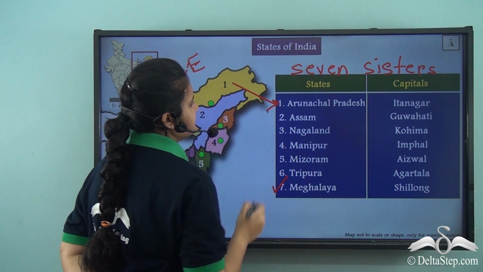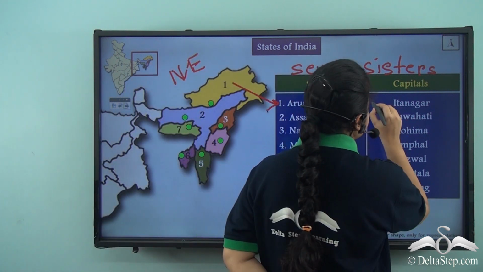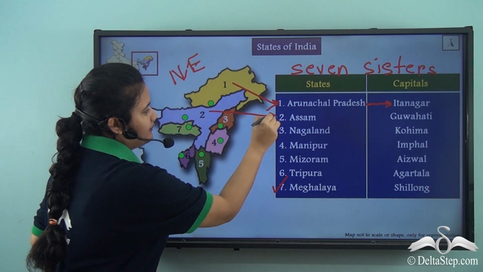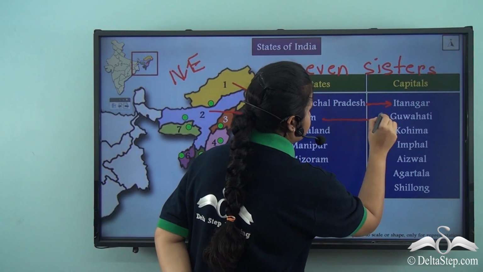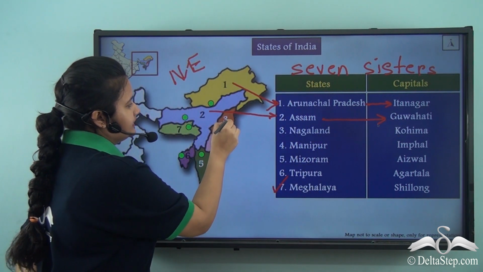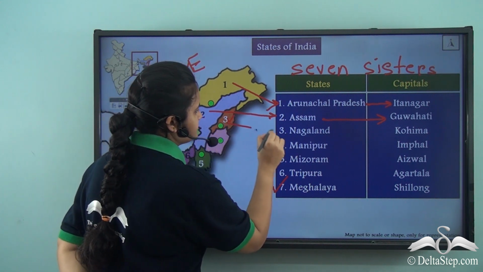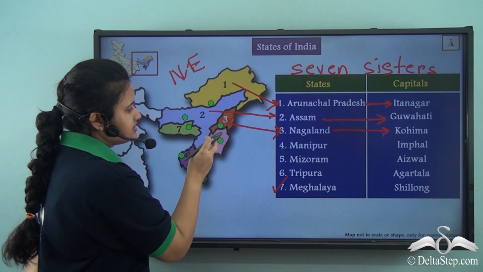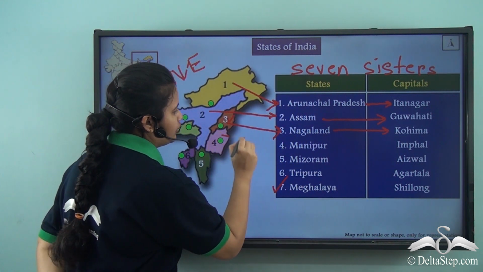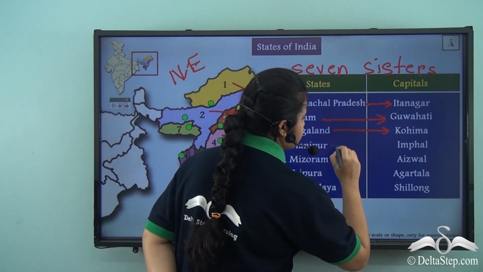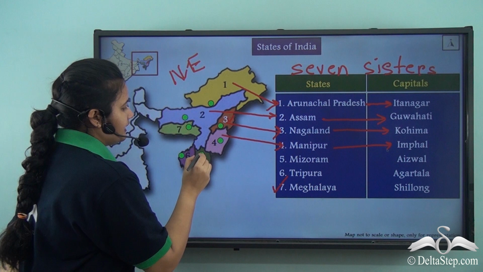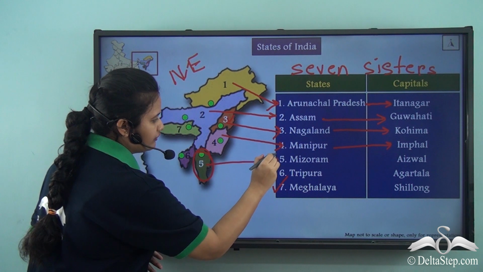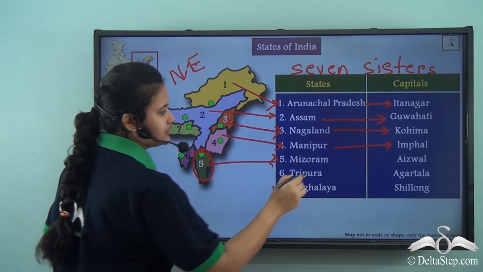Here we have the state of Arunachal Pradesh with its capital at Itanagar. This one is the state of Assam with its capital at Guwahati. This one that is colored in red is the state of Nagaland with its capital at Kohima. Just to the south of Nagaland, we have the state of Manipur with its capital at Imphal. Here at the southernmost tip of northeast India, we have the state of Mizoram with its capital at Aizawl.